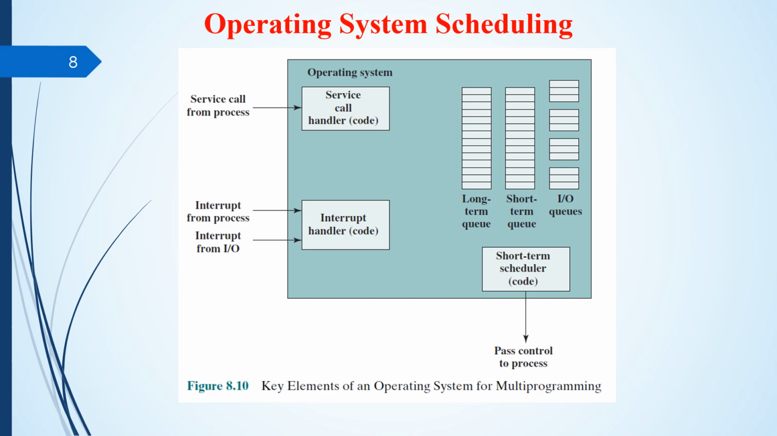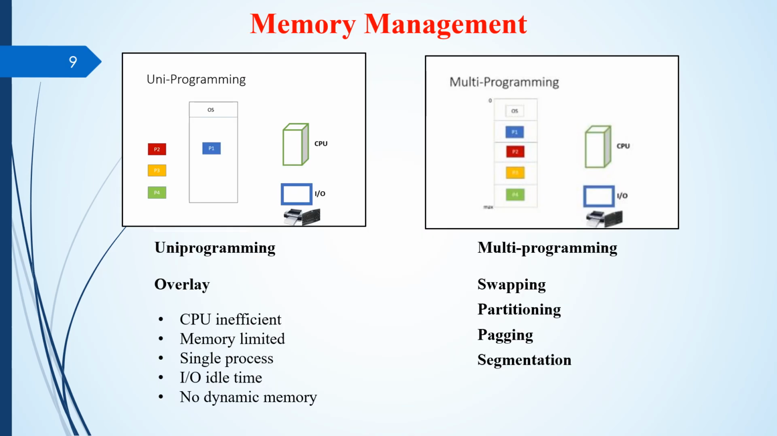New jobs that are waiting to start go into the long-term queue, while ready processes go into the short-term queue. The short-term scheduler decides which process gets the CPU next. Processes doing input and output move to the input and output queue and come back when done. This way, the CPU stays busy and multiple jobs run together, and the CPU and input and output resources are used efficiently.